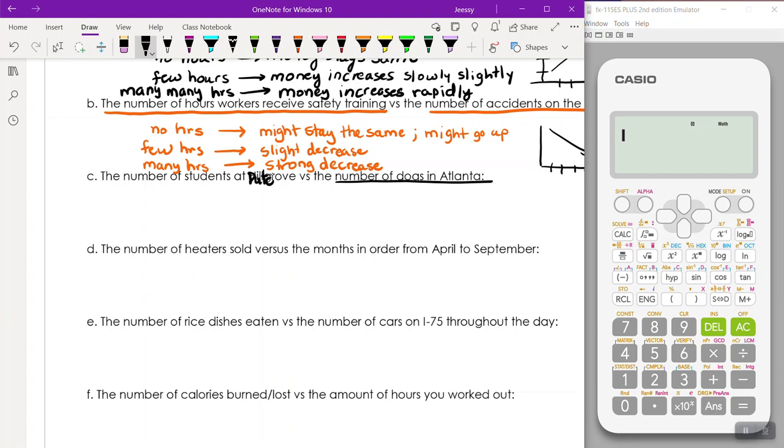Well, I think that's the point of the question. All right, what is the relationship between the number of students at Dutchtown and the number of dogs in Atlanta? What if we have no students? All right, so how does that affect the number of dogs in Atlanta?